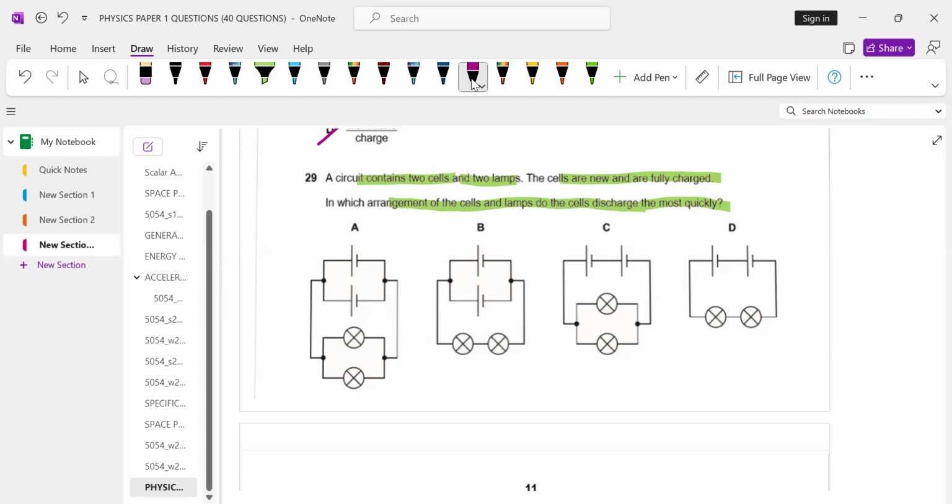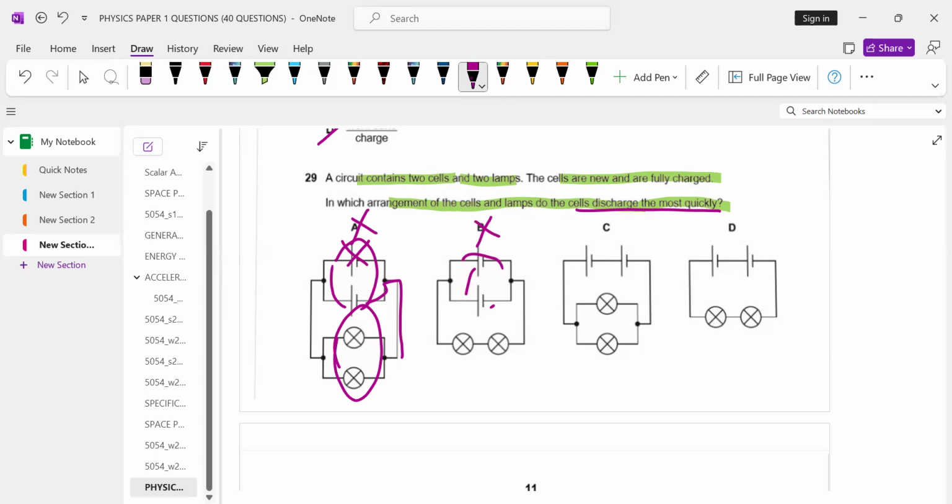In option A, you can see that two cells are in parallel, however, the lamps are in parallel. So if one cell stops working, the other cell will supply the current to these lamps. So option A would be incorrect because I think it will quickly discharge. Then option B, the cells are parallel, incorrect.